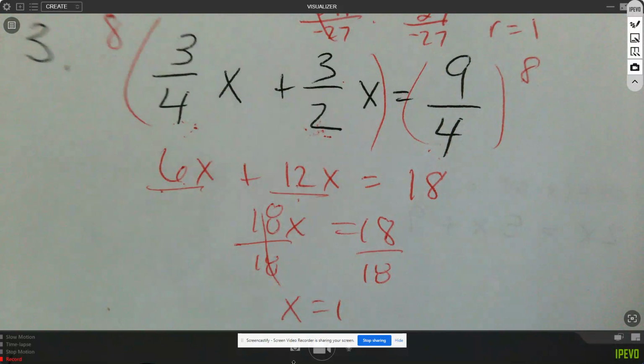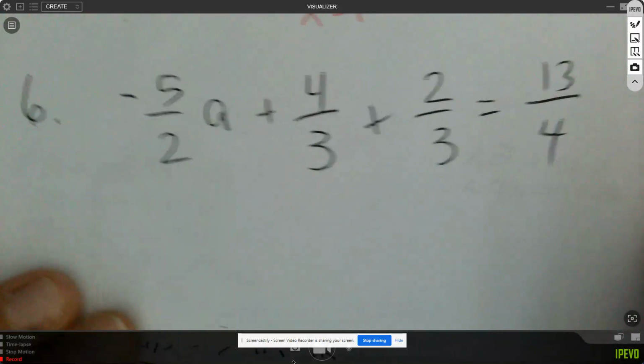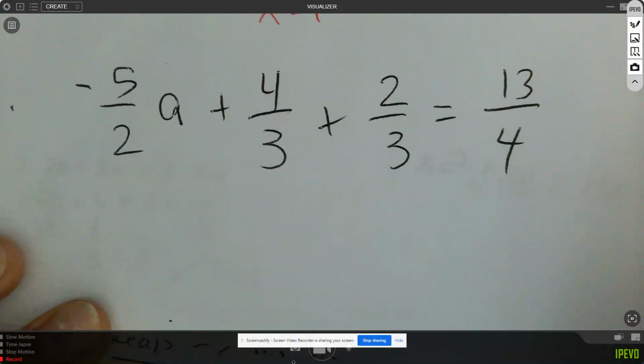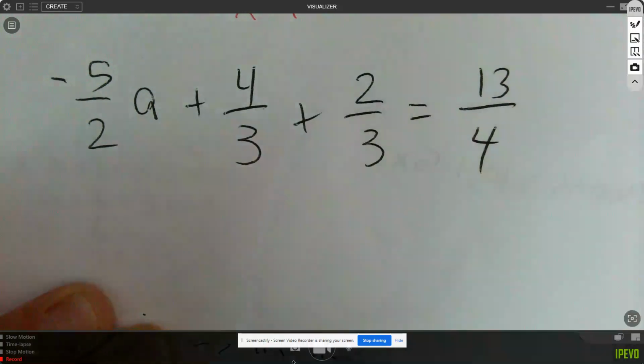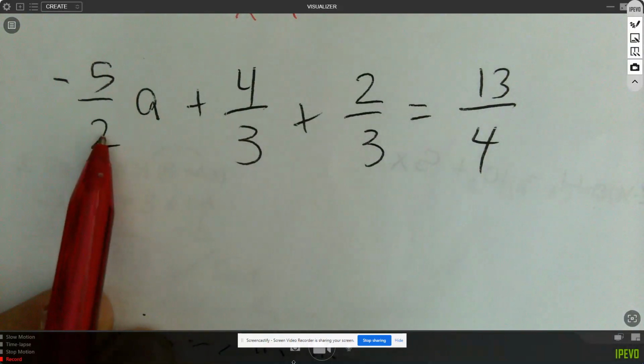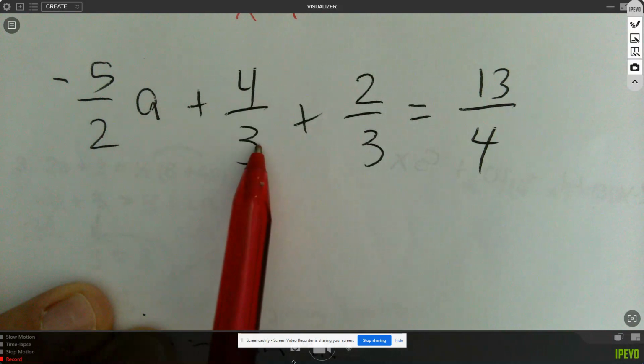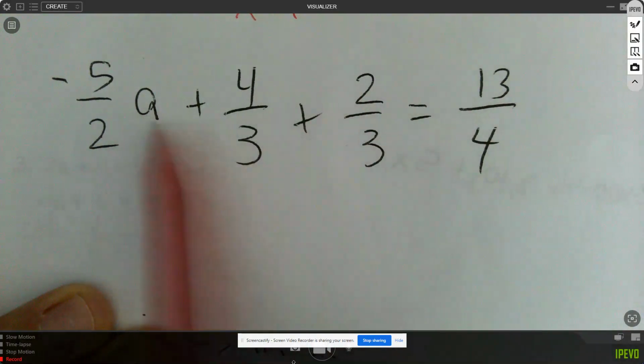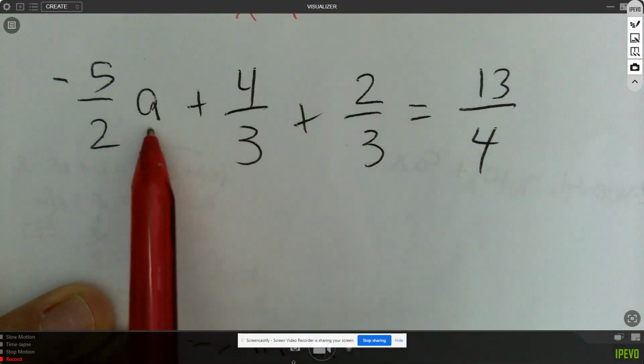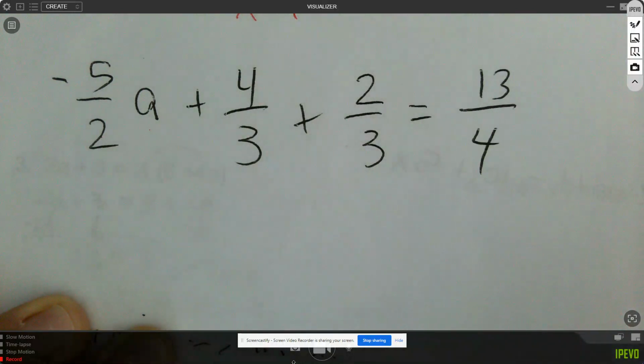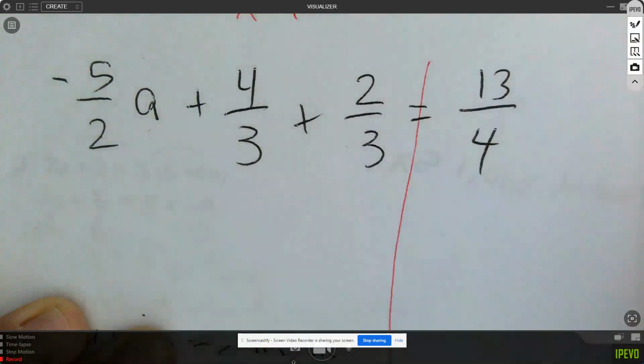All right, last one. We're going to add 4. Let's have 4 fractions here. All right, let me get the number problem. It doesn't matter what number it is. All right, so I have a negative 5 over 2, 4/3, 2/3, and a 13/4. Sorry. A is the only thing that's a variable here. Everything else is just a number. And here's my equal sign.